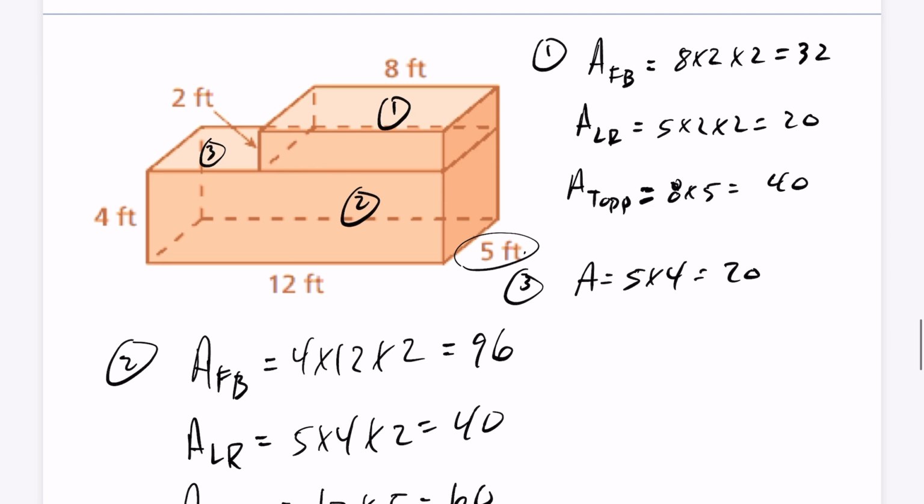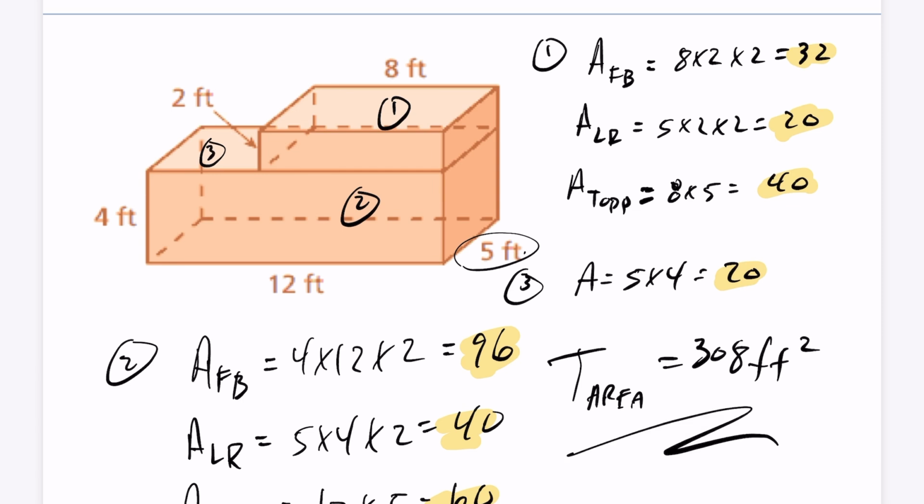So go ahead here and add up your 32, 20, 40, 20, 96, 40, and 60. And I have my total surface area comes out to be 308 square feet. And we have our total surface area for the shape.